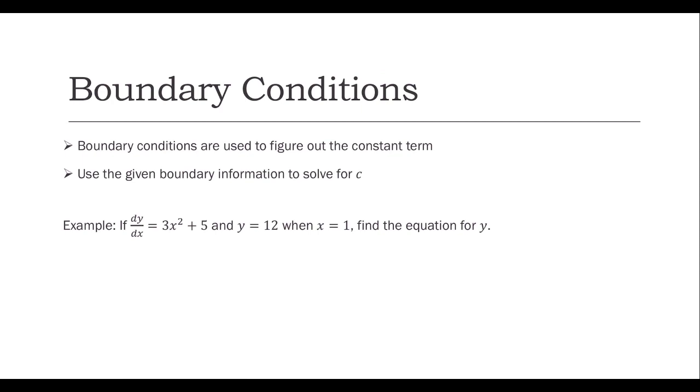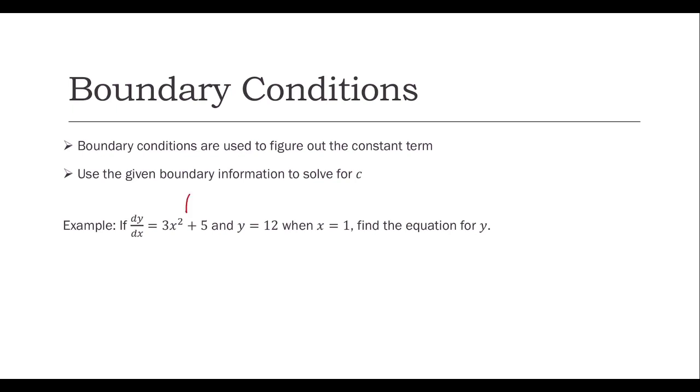For boundary conditions, they're used to figure out the constant term. So you'll use your given boundary information to solve for c. So for example, if dy dx equals 3x squared plus 5 and y equals 12 when x equals 1, we need to find the equation of y.